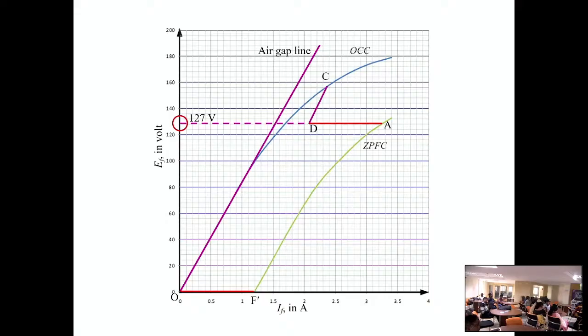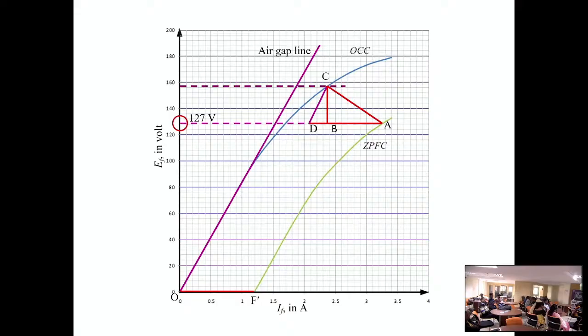And draw this DC, which is parallel to the air gap line. So you have this point now, and join AC, and then drop this CB perpendicular. So here ABC is the Potier triangle, not ADC. ABC is the Potier triangle. So here this BC length is IAXL and AB is FA.